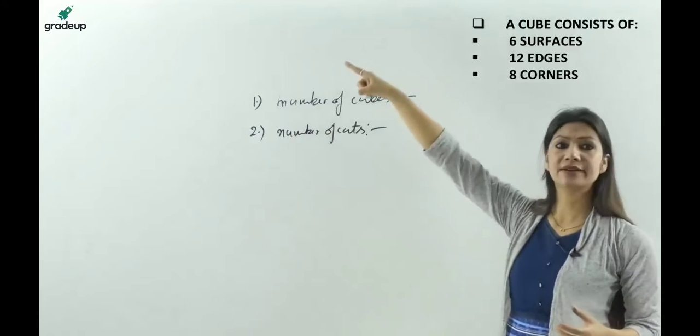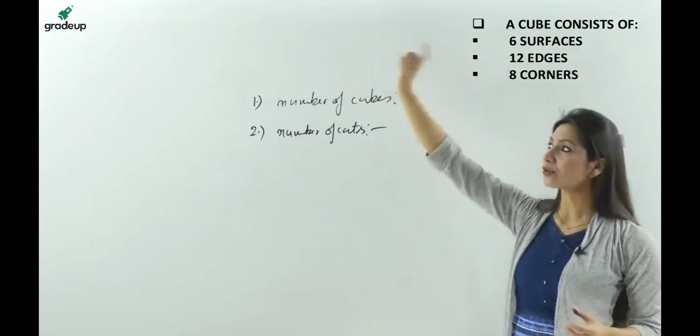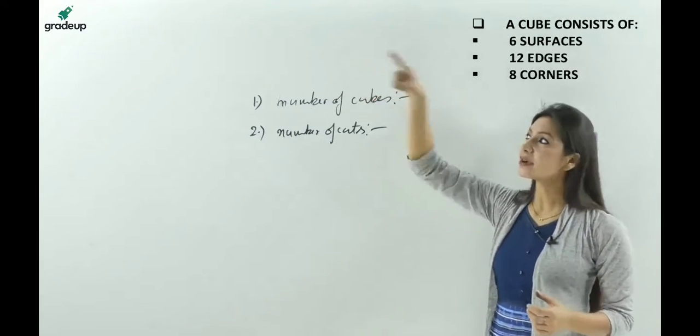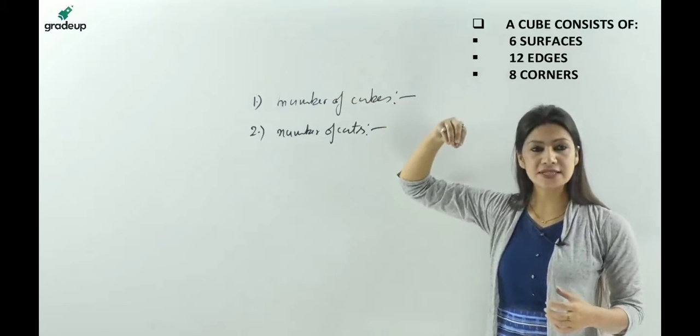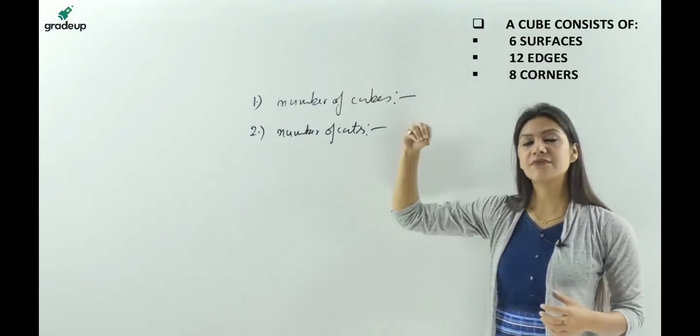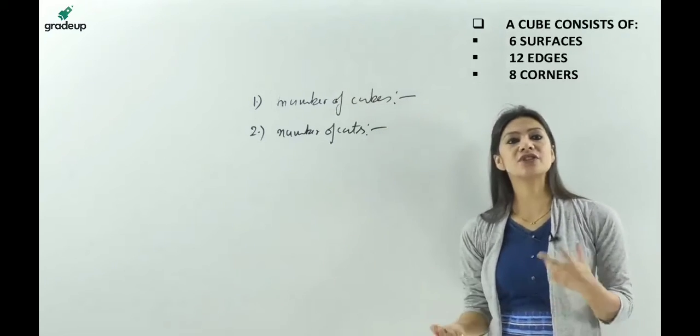Check for the corner in the room where you are sitting. In the corner, we have three surfaces in contact, right? So because three surfaces are in contact, we will have a three-sided colored cube.